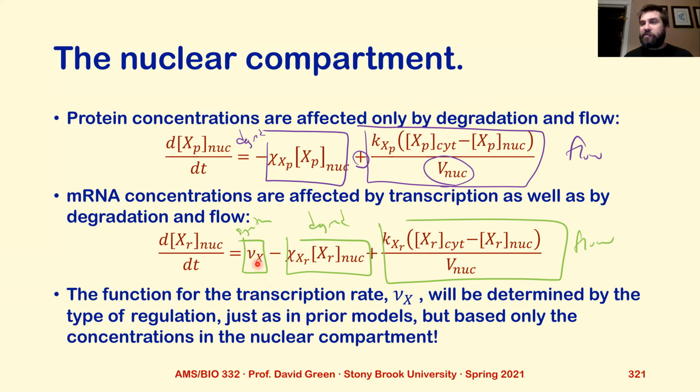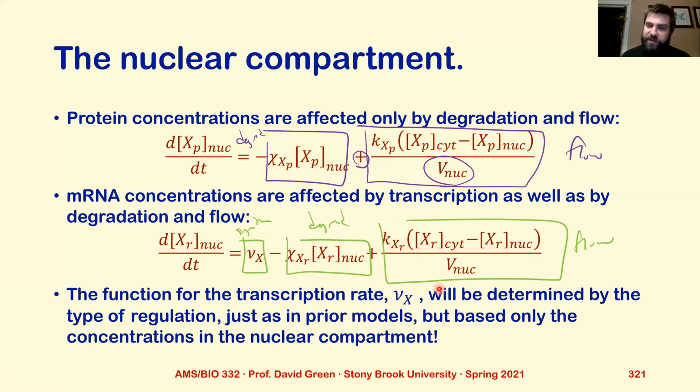Is it cooperative or not? Activator or repressor? A single transcription factor or multiple transcription factors? All of these things will affect this term, using the same sorts of models that we've already seen, but importantly, using the concentrations of the transcription factors in the nuclear compartment, not those in the cytoplasm. Transcription factors in the cytoplasm don't have a direct impact on transcription. They might have an indirect impact by affecting the flow of material in, but they don't have a direct impact.